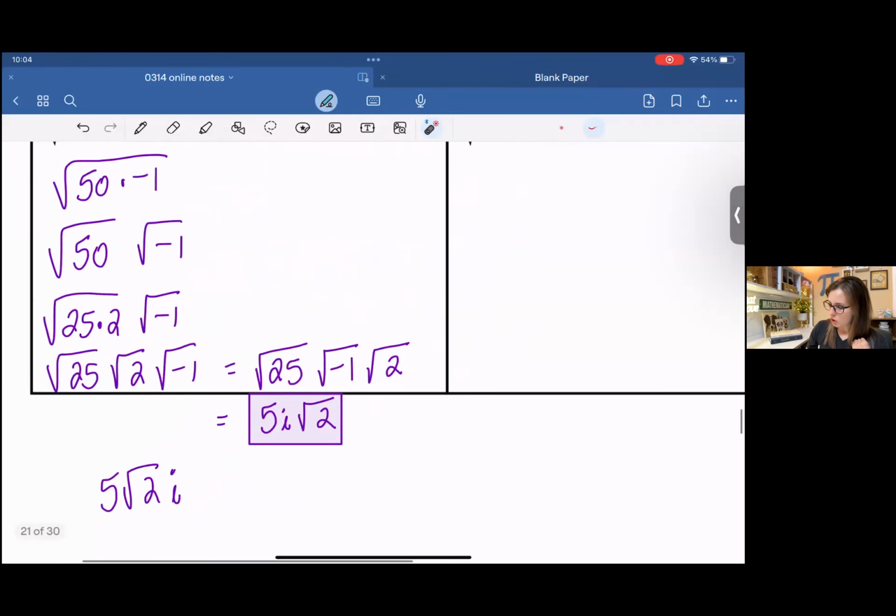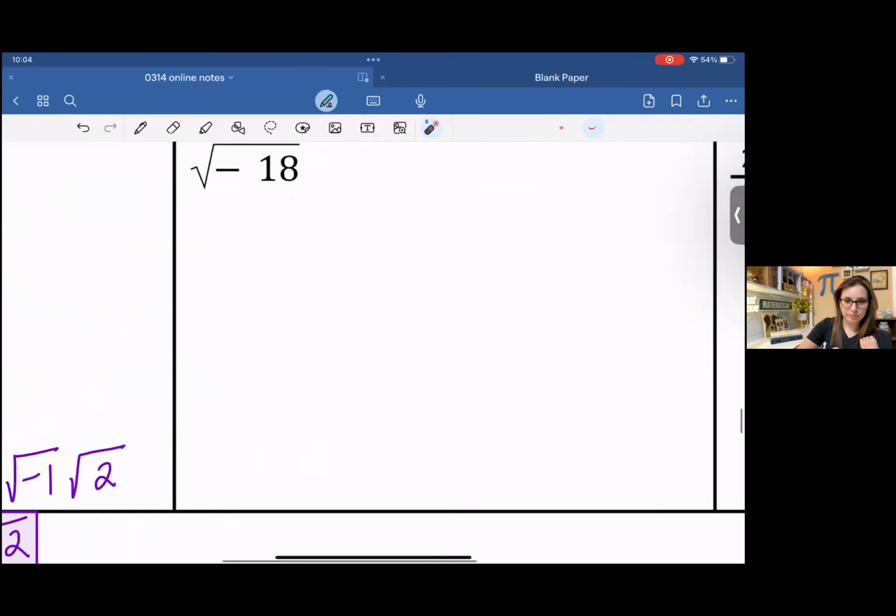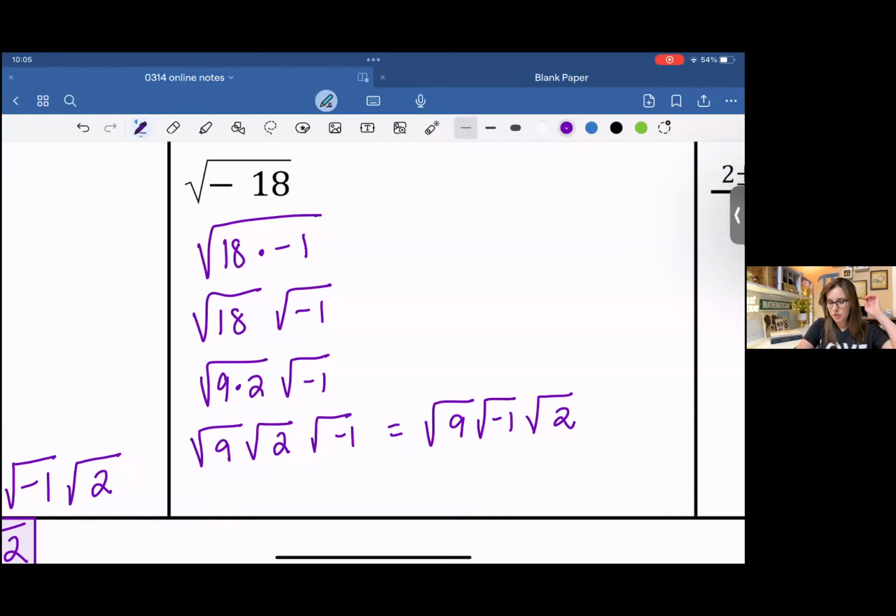All right, try this one, pause it, try it, come back. This one breaks up into 18 times -1. 18 can be 9 times 2 times -1. And then I reordered, I shuffled a little bit, use that commutative property, and we end up with 3I square root 2. And again, you can put that I at the end, just make sure you've closed that square root, and that's it. That's how it simplifies. That's all you have to do.